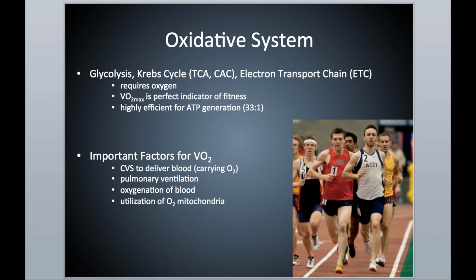Now, this is going to be highly efficient for ATP generation. You get approximately 33 ATP per glucose molecule. So this is really efficient. You're providing a lot of ATP.